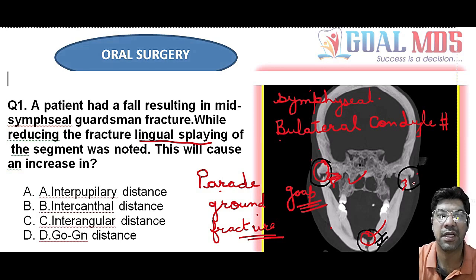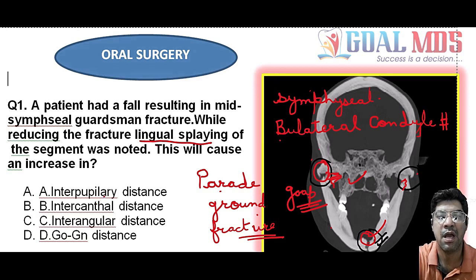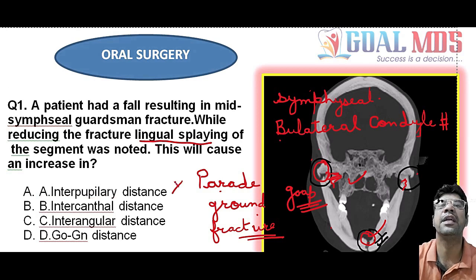The interangular distance means the width or distance between the two angles of the mandible. Lingual splaying of the mandibular fracture, in a case with the Guerin's fracture, can cause an increase in the interangular distance. That is because the splaying or spreading apart of the fracture segments can result in wider separation between the mandibular angles.